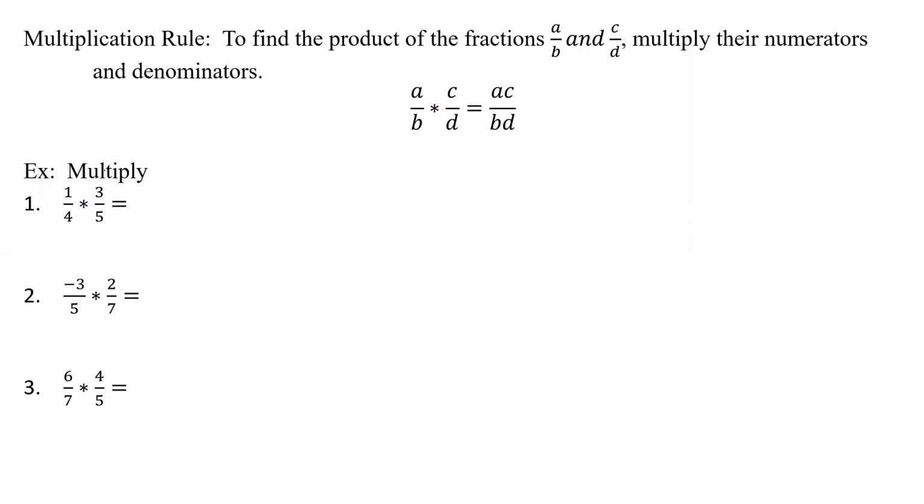All right, so looking at that, here we have 1/4 times 3/5. So again, we're just going to take the a times c, which is 1 times 3, and that's going to be 1 times 3 over 4 times 5, and that gives us 3 over 20. Now, once you get good at this, you can just start saying, okay, 1 times 3 is 3, 4 times 5 is 20, and you can skip this middle step as far as how it's written now.